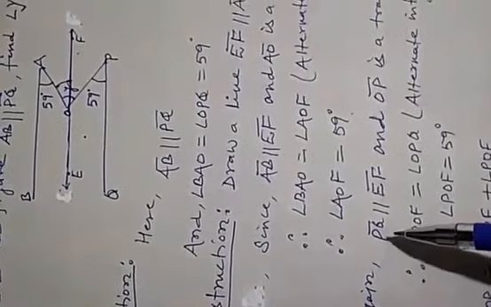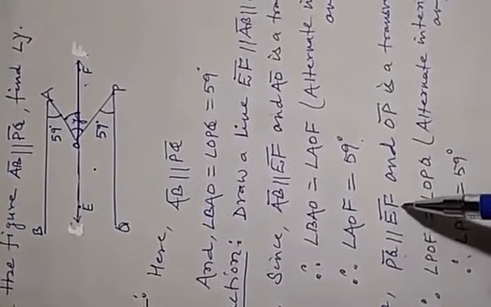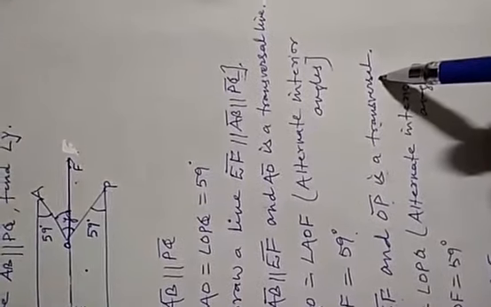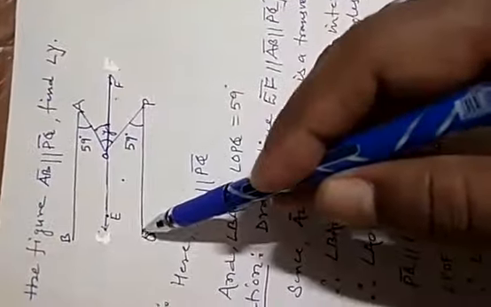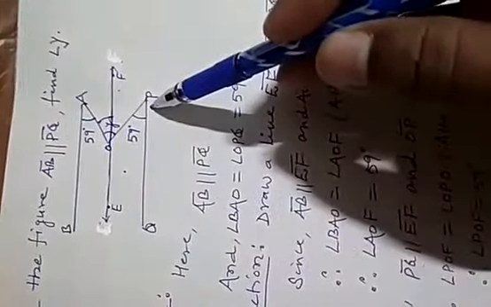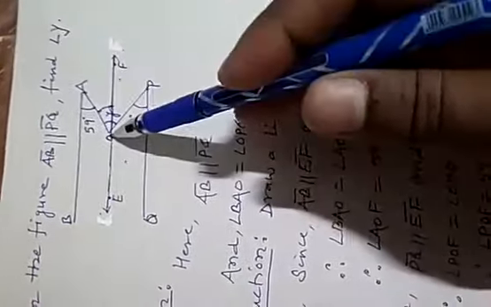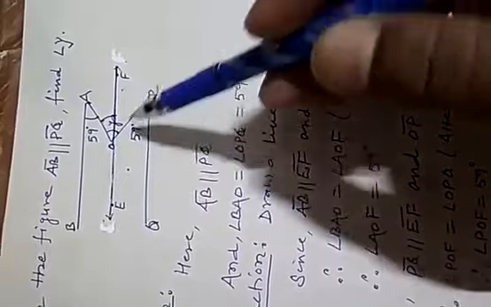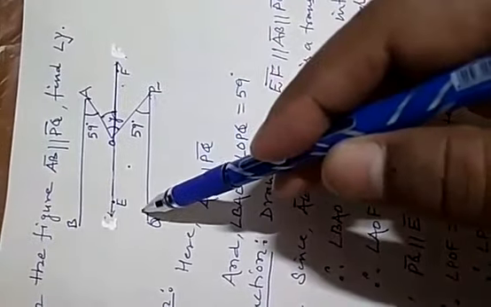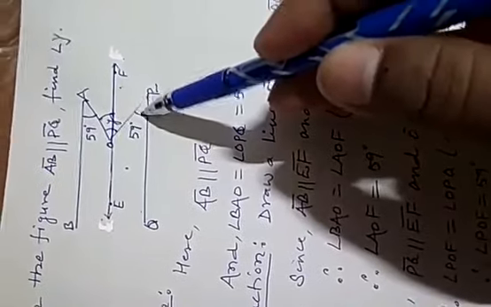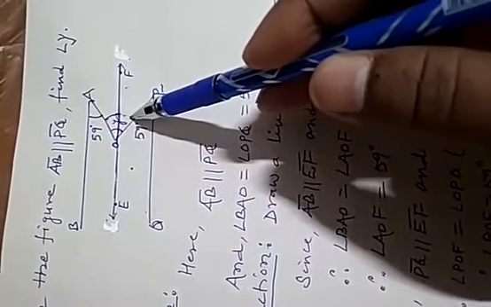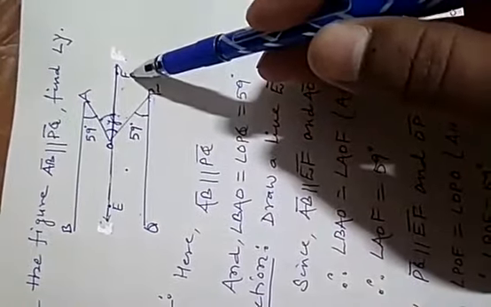Now, line segment PQ is parallel to line segment EF and OP is a transversal. Here, line segment PQ is parallel to line segment EF and line segment OP is transversal. Therefore, angle OPQ, this angle, is equal to angle POF, this angle. Angle POF. Clear?